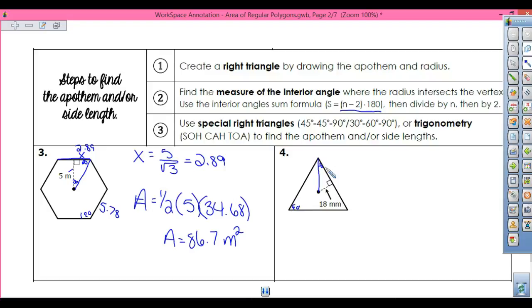So the apothem, now I still have a 30, 60, 90 triangle, right? My apothem is the short side or long side? Short side. I'm looking for the long side, right? I need this. So now x equals, how do I go from short side to long side? 18 times the square root of 3.